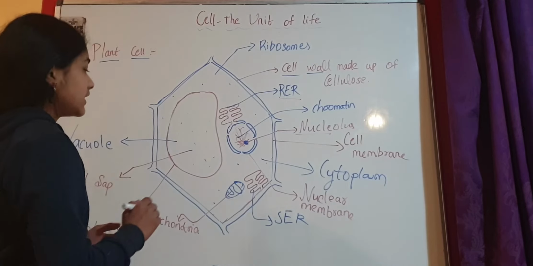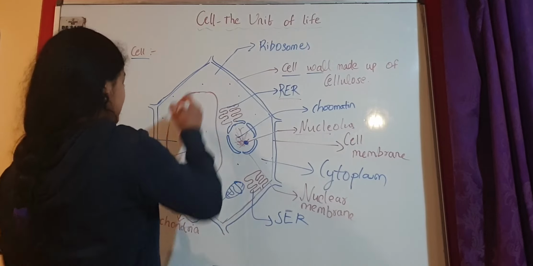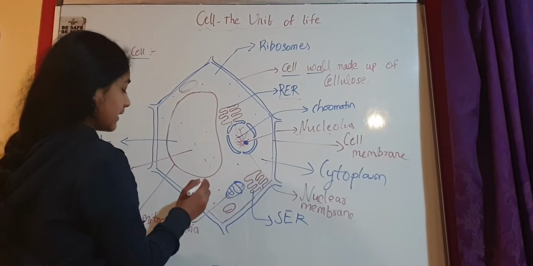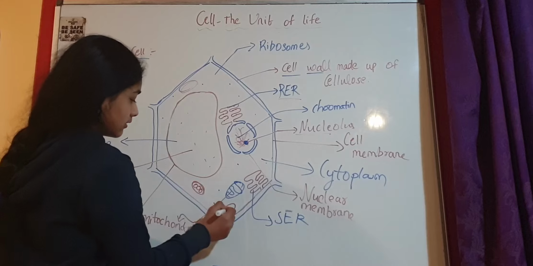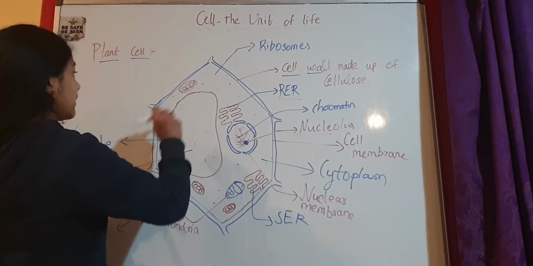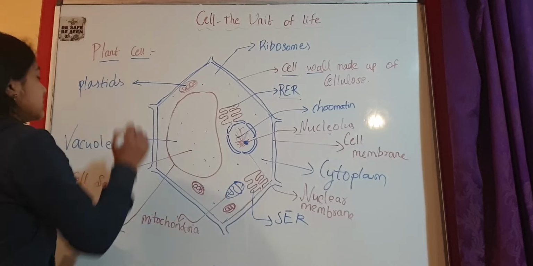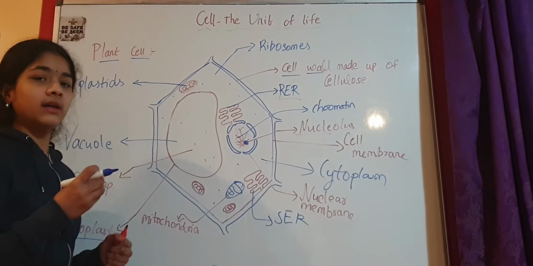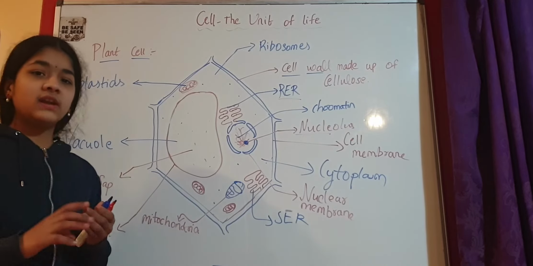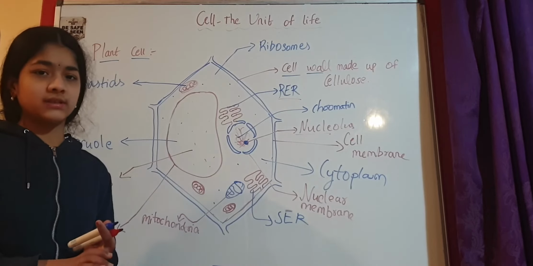ribosomes as well. There is one more important organelle which is present exclusively in plants, and these organelles are called plastids. Plastids are the organelles that give colors. They have some pigments, and they give colors to the plant. Plastids are only present in plants, and plastids are of three types. The first one is called leucoplast, the second one is chloroplast, and the third one is chromoplast.